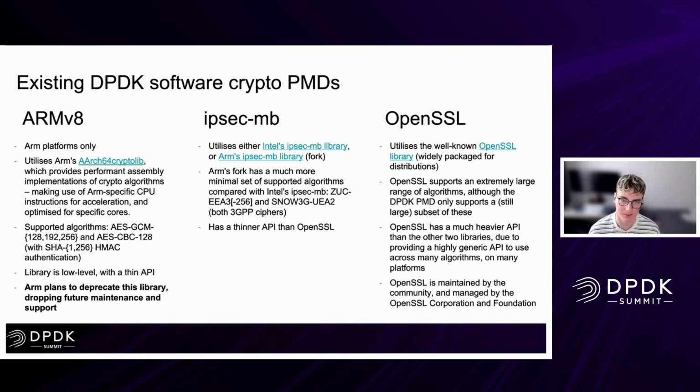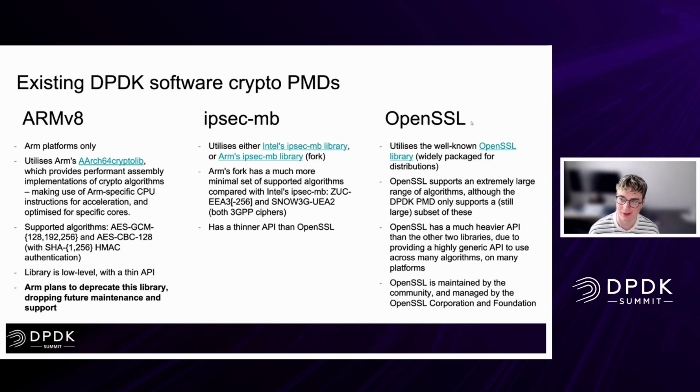There's IPsec MB, of which there are two versions. There's the original Intel IPsec MB library, and then there's an ARM fork of this. The ARM fork has a much more minimal set of supported algorithms. It's only these two. And this also has a thinner API than OpenSSL, so a bit more similar to AArch64 crypto lib. And finally, there is OpenSSL, which is what we're talking about today.